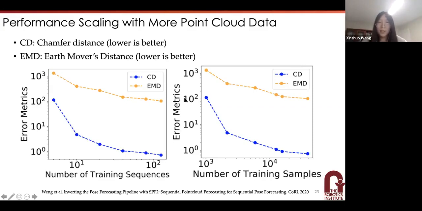Specifically, for these two figures, the orange line shows the Earth Mover's Distance and the blue line shows the Chamfer Distance metric. These two metrics are popular in 3D computer vision, where people evaluate two point clouds and how accurate one is compared to the other, right? For both, lower numbers are better.